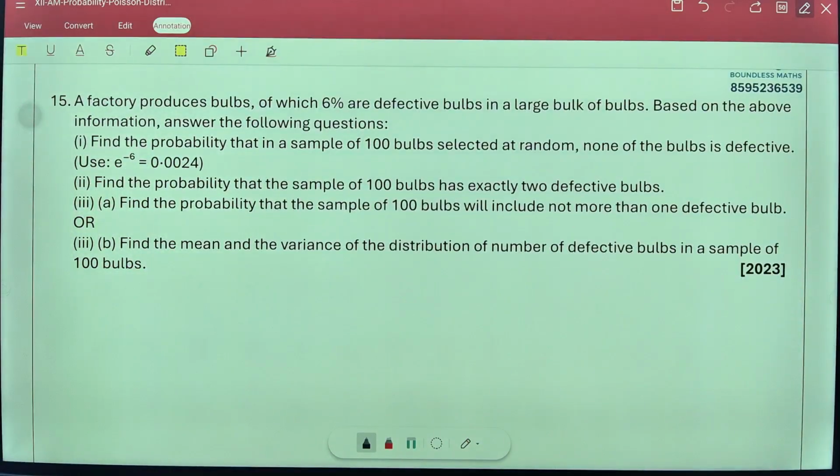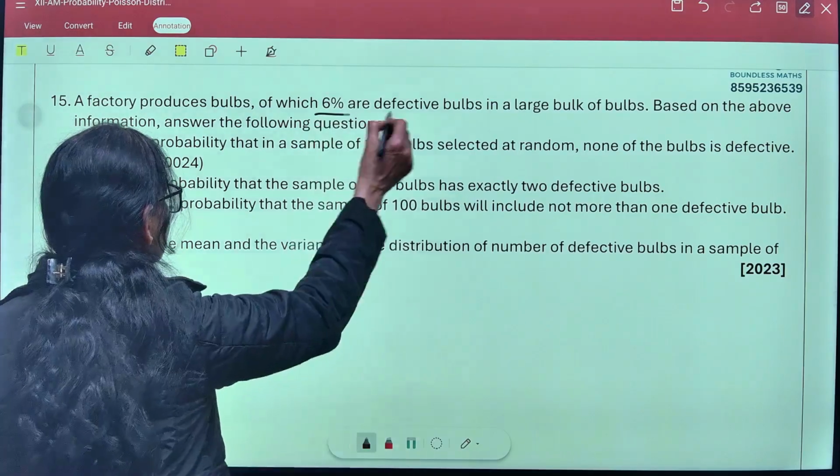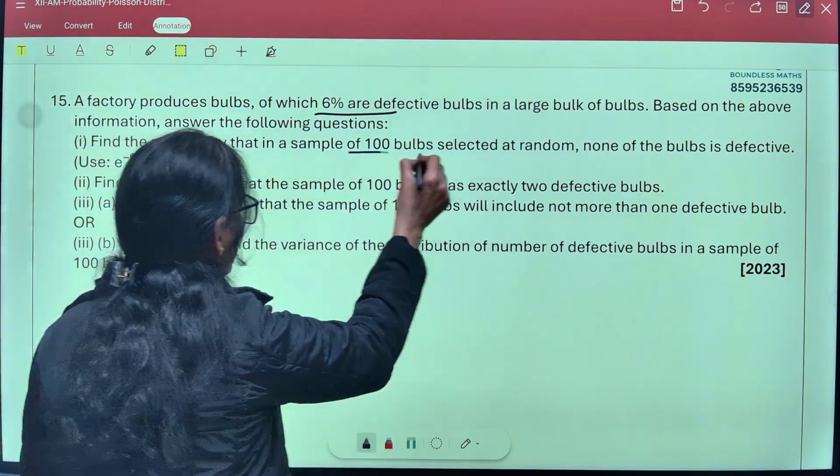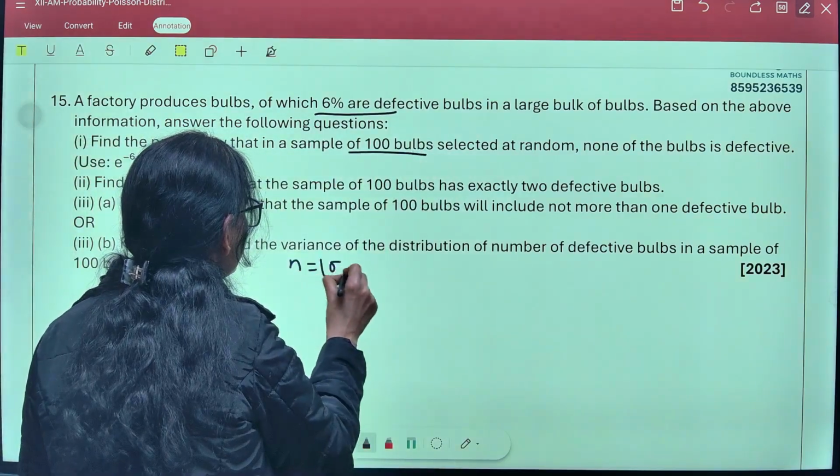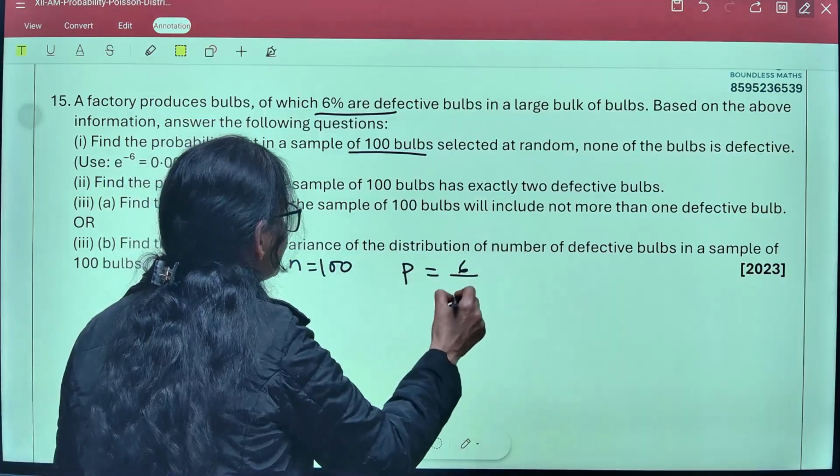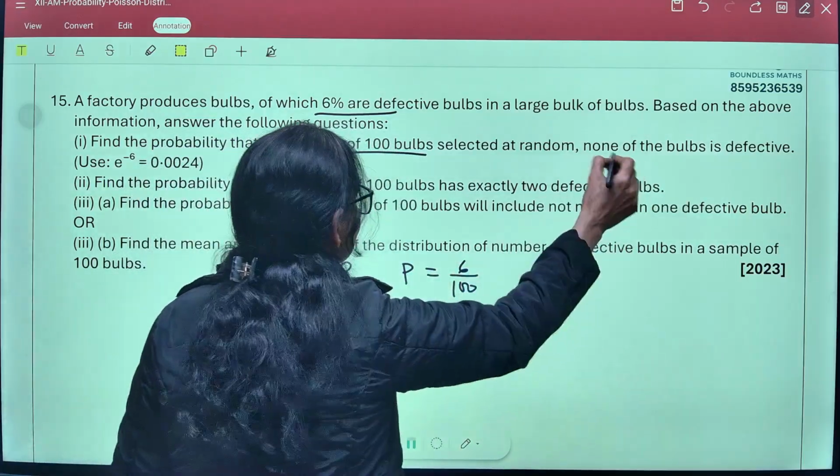A factory produces bulbs of which 6% are defective in a large bulk of bulbs. Based on this information, answer the following. Find the probability. 6% are defective, the rate is given. Find the probability that in a sample of 100 bulbs, so N is 100, P is 6%, none of the bulbs is defective.